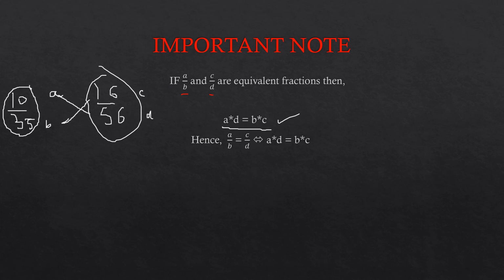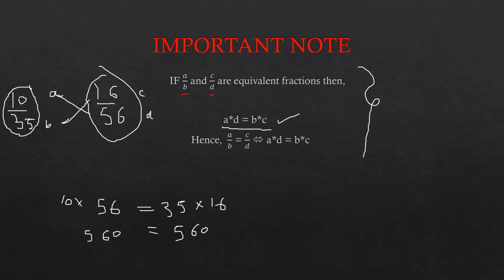Now a into d, where a is 10 and d is 56, will be equal to 35 into 16. Both multiplications will be equal: 56 into 10 gives us 560, and if you multiply 35 and 16, it again gives you 560. Hence this is the important note we have to understand and memorize: if two fractions are equivalent to each other, then the cross multiplication of the fractions is always equal.